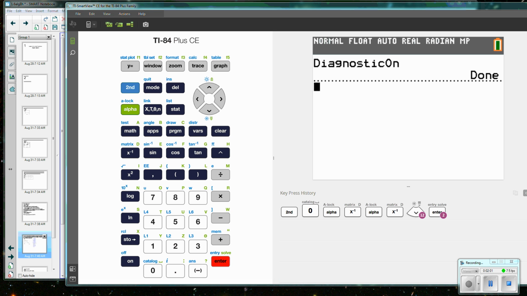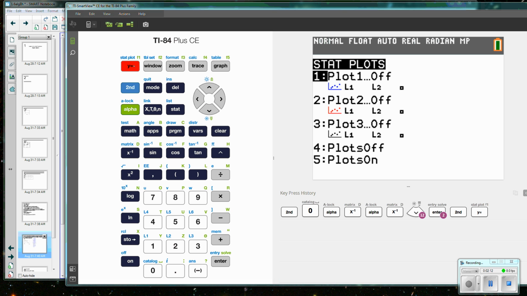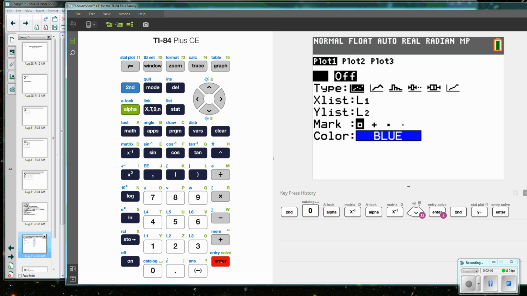The second thing that we need to do is make sure our stat plot is on, so it's plotting our scatter plot and our data points. To do that, we're going to push second, y equals, and we're going to select number 1, and we're going to turn on our stat plot. And the type selected is the scatter plot type for us to graph our data points.